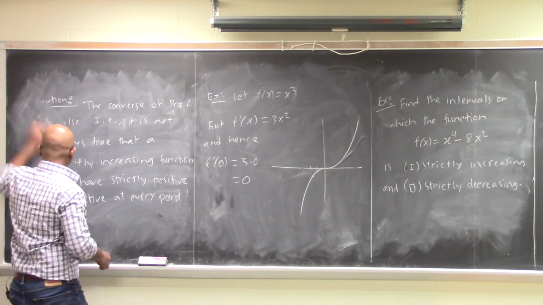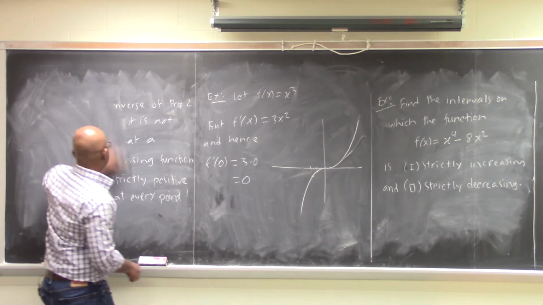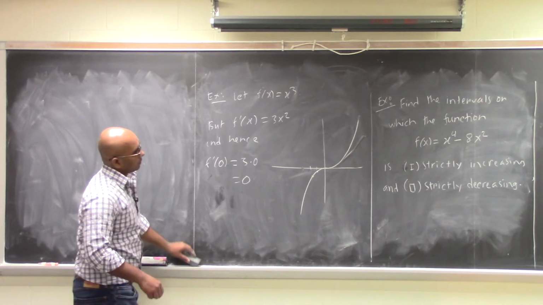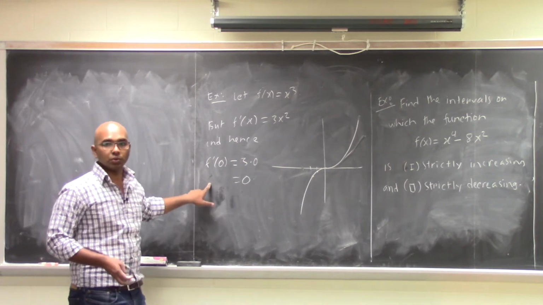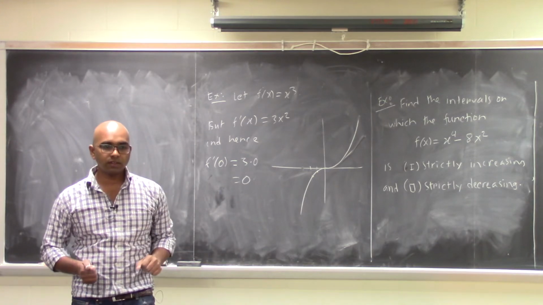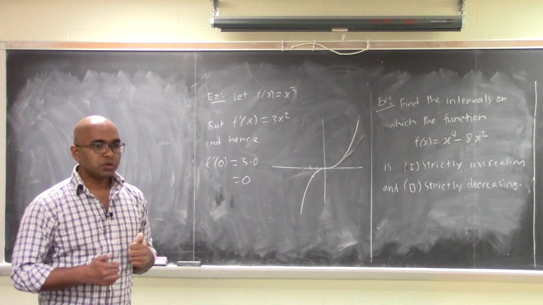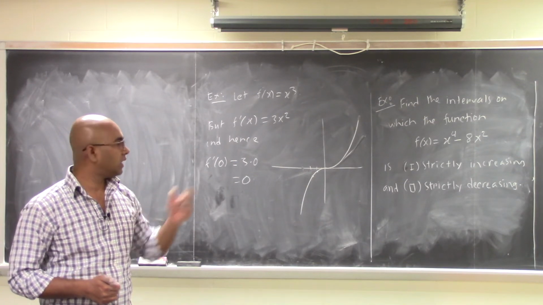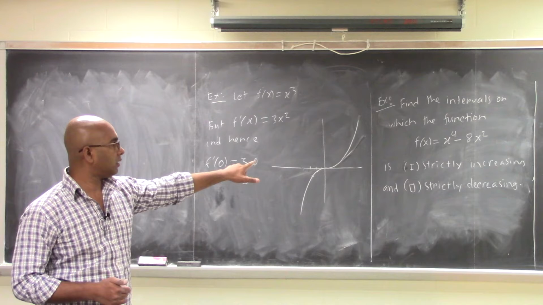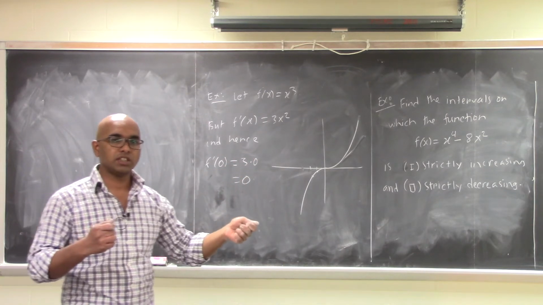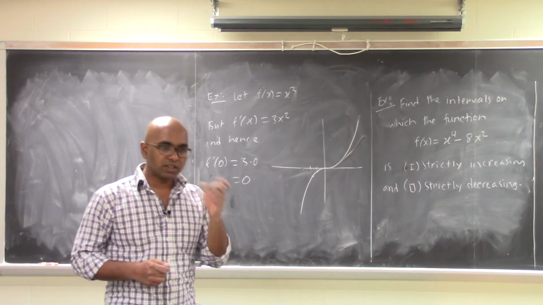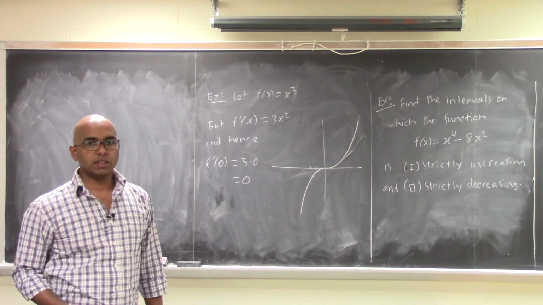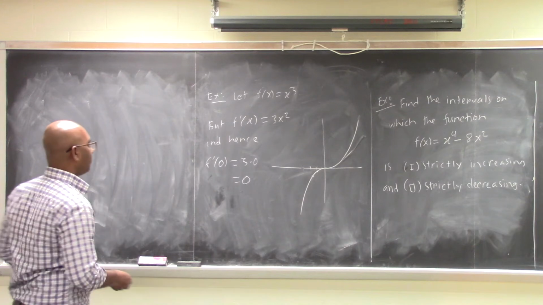So we have to use some tool, and the tool is proposition 2. So what does proposition 2 say? Proposition 2 says that if f prime of x is strictly bigger than 0, then our function f is increasing on that interval. If f prime of x is strictly less than 0 on some interval, then our function is strictly decreasing on that interval. And that's what we are looking for, okay? So solution.